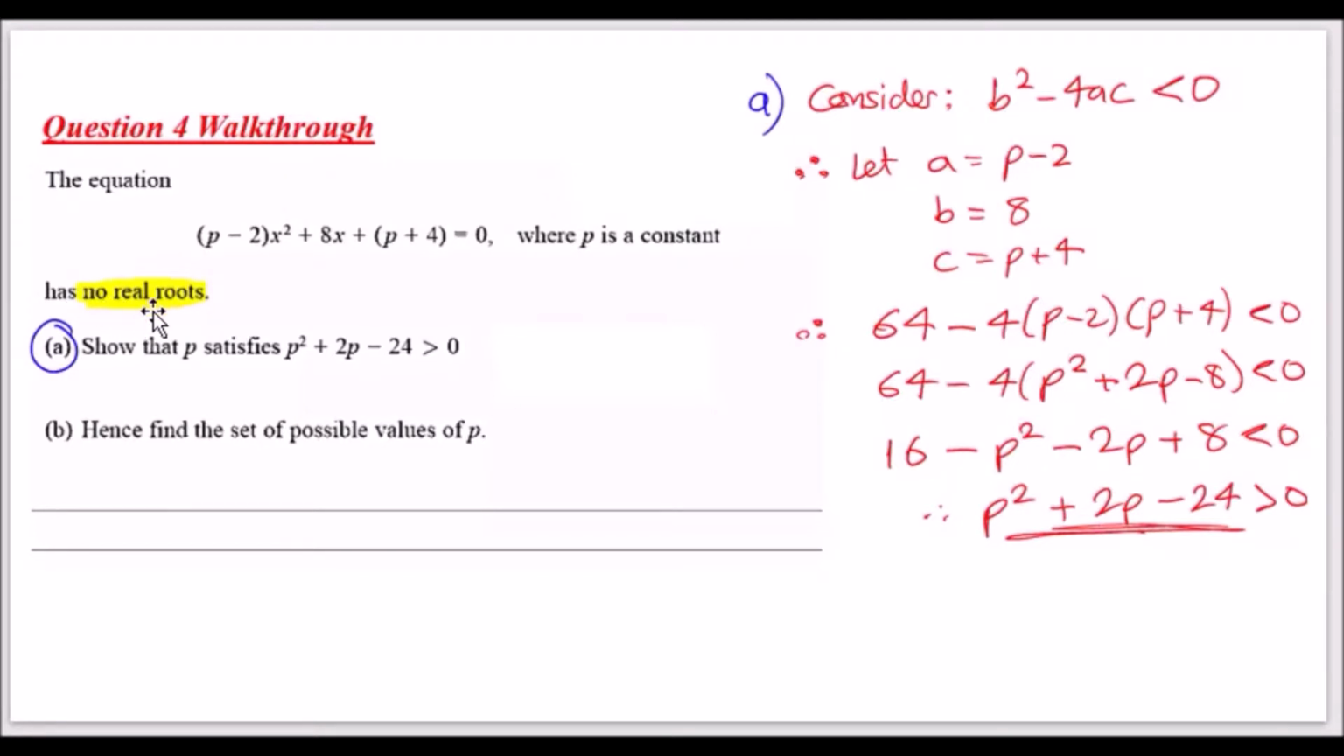If it said has one real root, it means it's repeated, so the discriminant is exactly 0. If it's greater than 0, you have two solutions, like a normal quadratic. That's how it works. Now let's have a look.